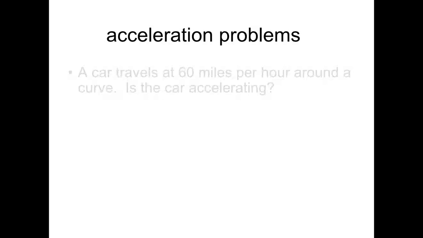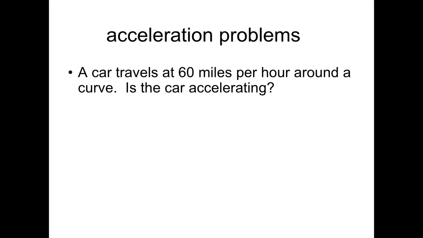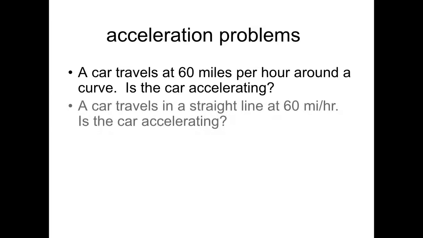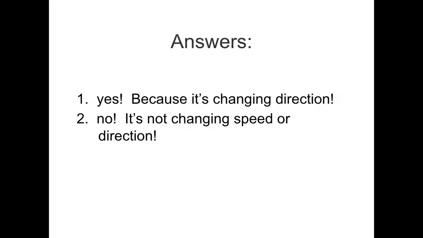So let's look at how we solve acceleration problems. A car travels 60 miles per hour around a curve. Is this car accelerating? Well, yes, because they're changing direction. Even though they're not changing their speed, because they're changing their direction, this car is accelerating. Now, same car, but now they're going in a straight line. No longer accelerating because their speed is the same and their direction is the same.